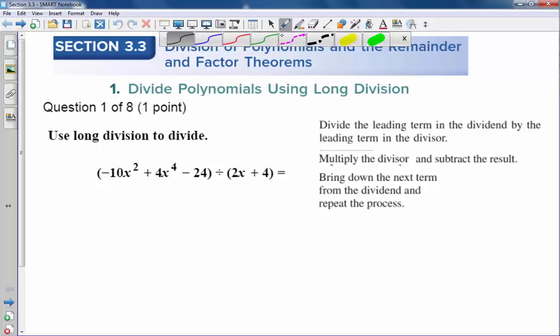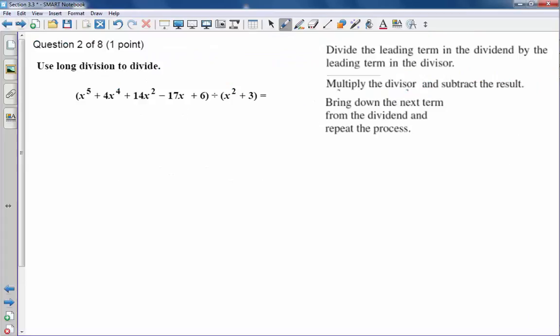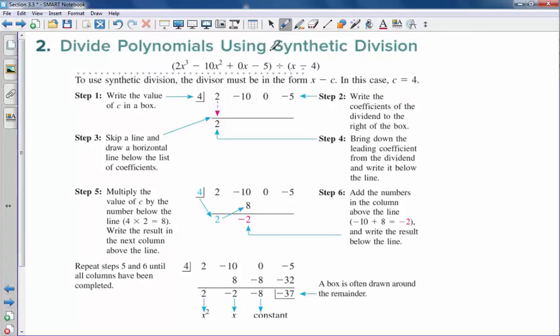This method, as you can understand from the name, takes a long time, kind of tedious, but it takes care of any kind of division problem. So there is no problem this method cannot handle. All the problems can be solved by this method. Use it anytime. The second method I'm going to tell you is, let's fast forward to there, synthetic division. Oh, you're going to love this, it's fast.